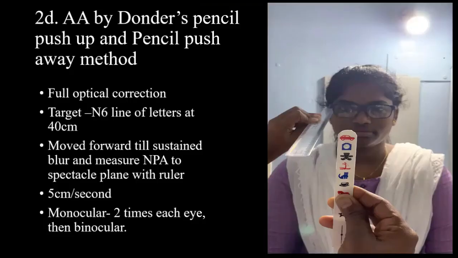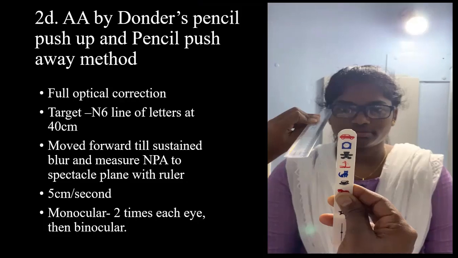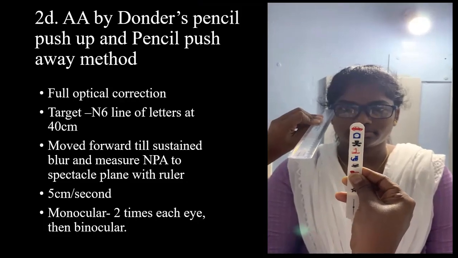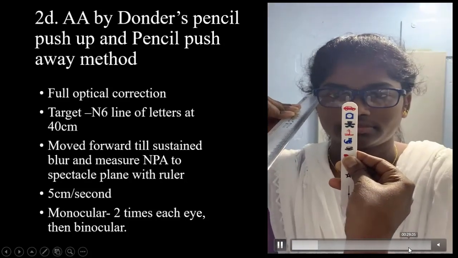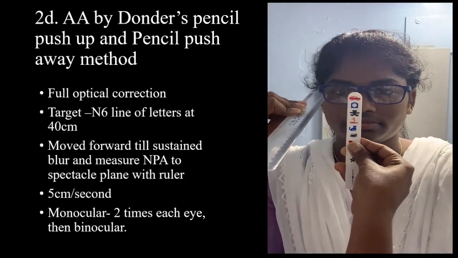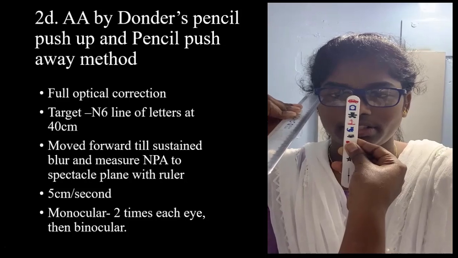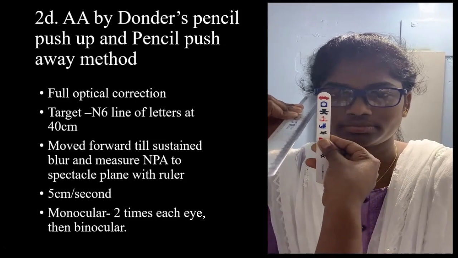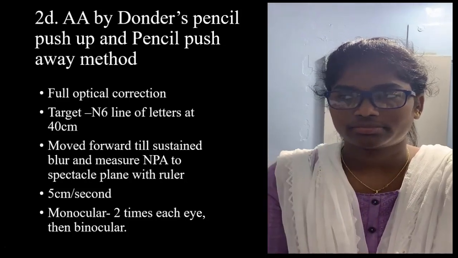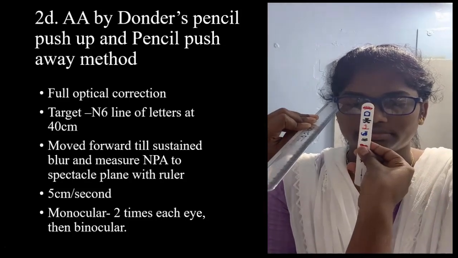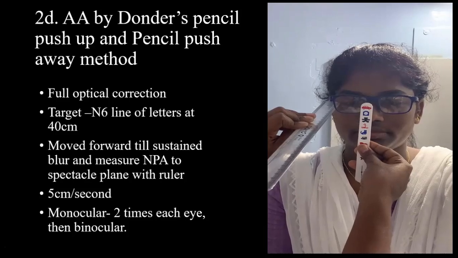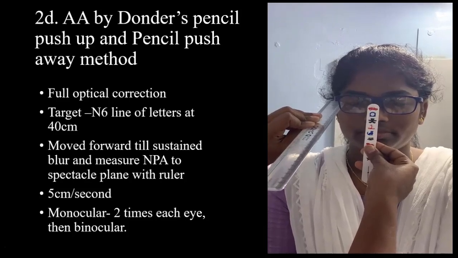Next is the amplitude of accommodation by Donder's pencil push-up method or the pencil push away method. Here a full optical correction is given, and the patient has to focus on the target. When they notice the blur, we have to note the near point of accommodation on the scale which is placed on the lateral canthus. Monocularly it is done 2 times for each eye, and then it is done binocularly.